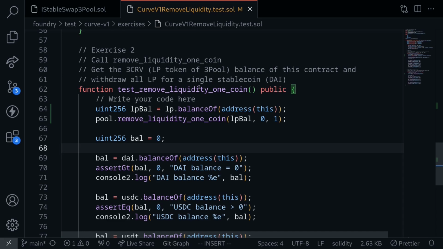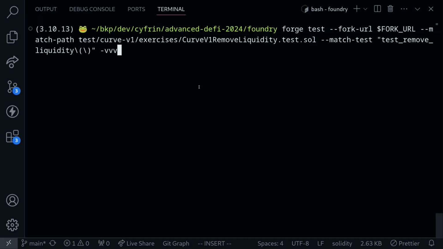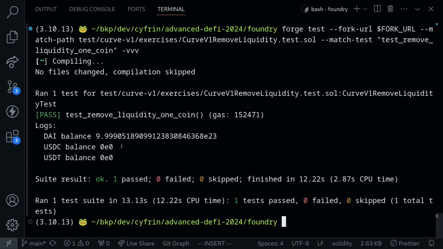Let's try executing the test. Inside the terminal, I'll execute the similar command from the previous exercise. I'll modify the regular expression to match the test test_remove_liquidity_1_coin. Okay, and our test passed. Unlike the previous exercise, notice that the only token that we got back is DAI, and we got back approximately 999,905 DAI. We received 0 USDC back and 0 USDT back.